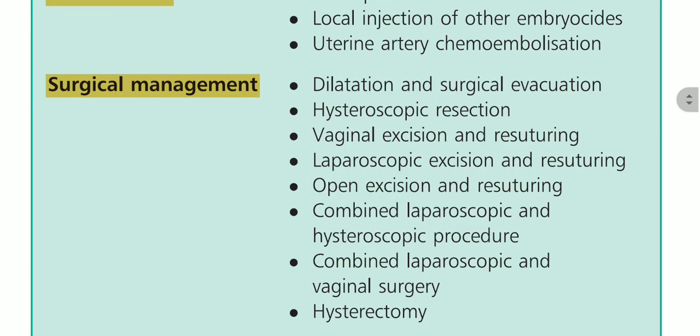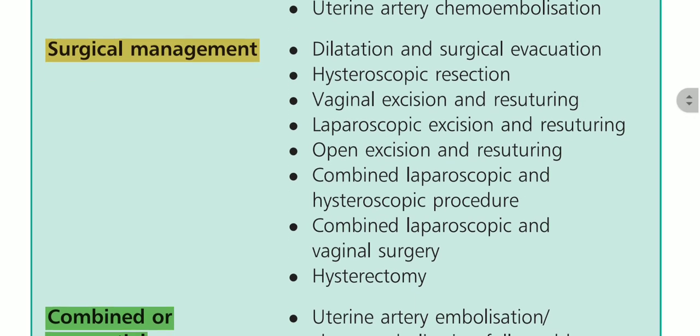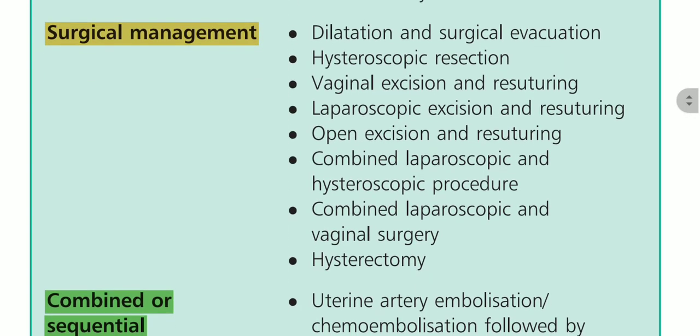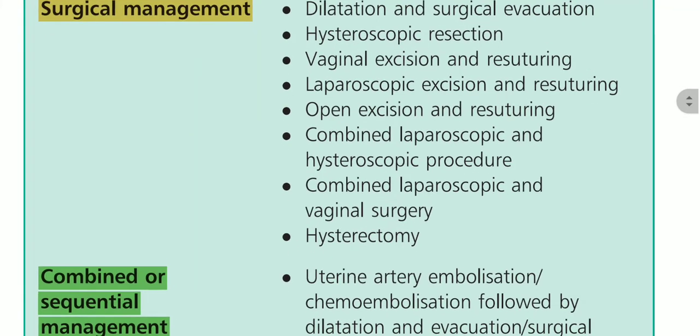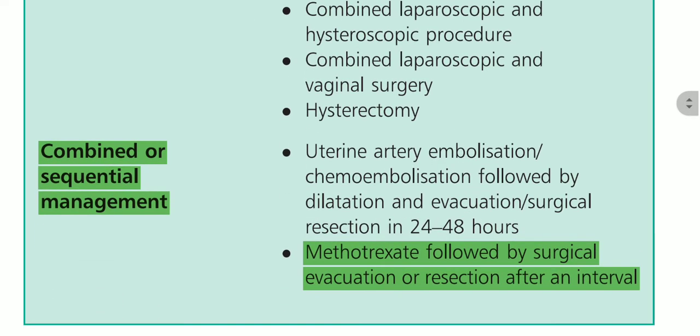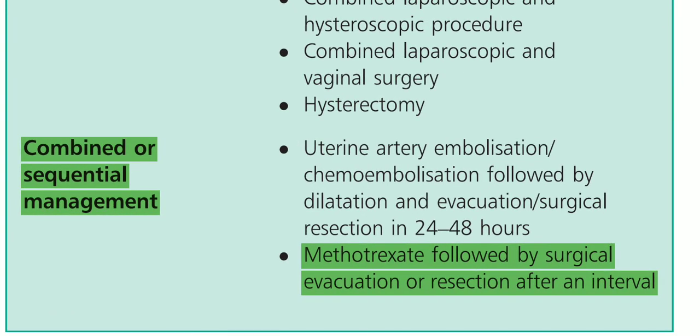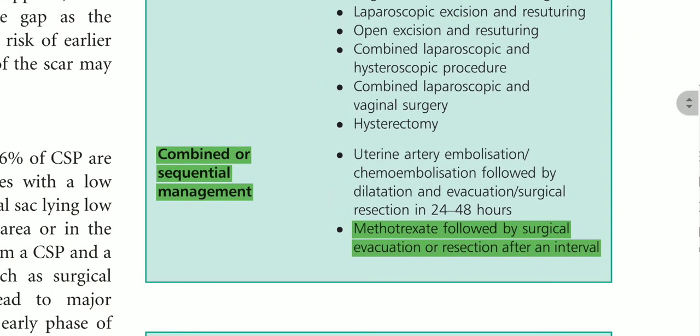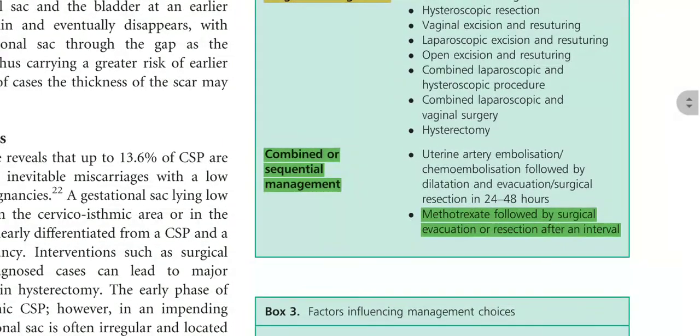Chemoembolization. Surgical management includes dilatation and surgical evacuation, hysteroscopic resection, vaginal excision and resuturing, laparoscopic excision and resuturing, and open excision and resuturing, combined laparoscopic and hysteroscopic procedure, combined laparoscopic and vaginal surgery, hysterectomy. Now, combined or sequential management includes uterine artery embolization / chemoembolization followed by dilatation and evacuation or surgical resection in 24 to 48 hours. Methotrexate followed by the surgical evacuation or resection after an interval.